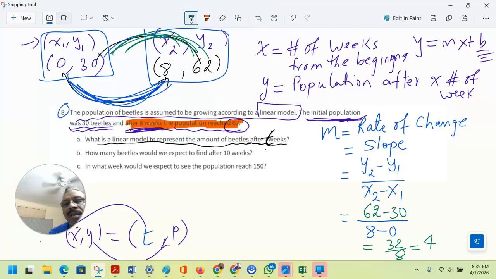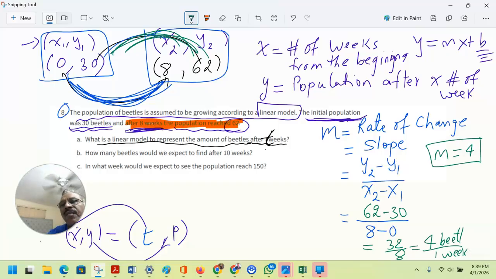So this means the number of beetles increases by 4 beetles per 1 week. This is the understanding of this. So each week the beetle population is growing by 4. So the m is 4 here. So the rate of change is 4.